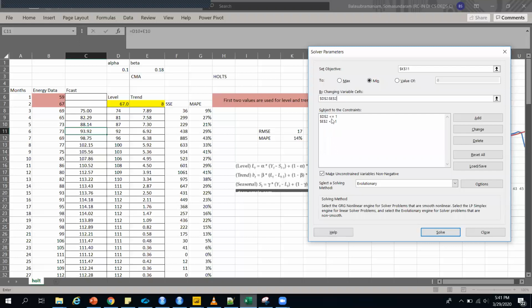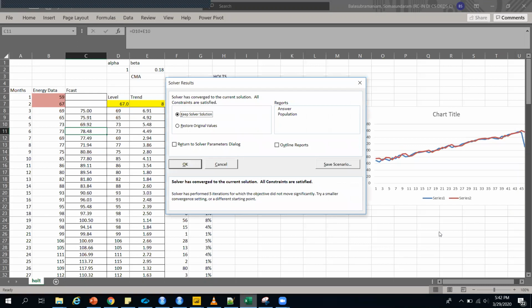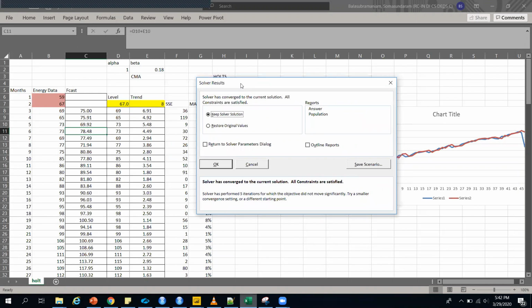Okay, so here I'm just giving one constraint, that it has to be less than or equal to 1. At the same time, I'm also saying the variables should be non-negative. That means it has to be always positive. Okay, you can select multiple things. I'm using evolutionary just to show you the variance. See, our final objective is having a lesser RMSE value. Okay, so I'm solving it. Let's see. It will take some more time because you have two parameters. And I'm asking it that I need a report also.